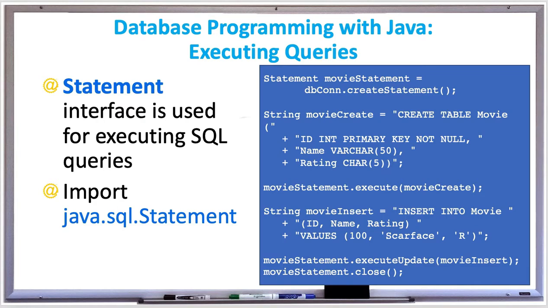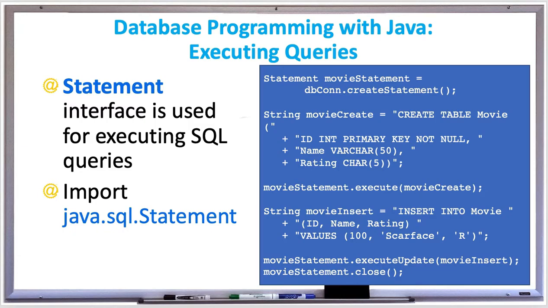First thing we're doing is creating a movieStatement object, which is associated to the database connection. And Statement is an interface that's used for executing SQL queries. So to use Statement, we create a Statement object called movieStatement in this example, and we're assigning that to the databaseConnection.createStatement, which returns a Statement object. And once that's done, we will create our SQL query called movieCreate, where we're creating a table called movie with an ID, name, and rating.